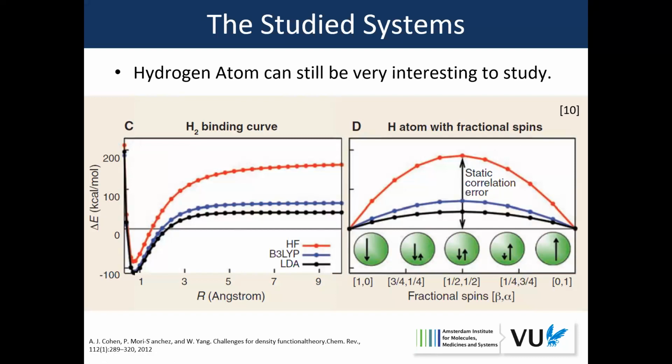So you can just look at the hydrogen atom with a fractional spin to understand what the static correlation energy error is. And in this picture, you can also see the two systems that we will look at for the hydrogen atom. The first one is the SS1 system, which is just the one with either spin up or spin down. And the other one is this restricted Hartree-Fock hydrogen atom with half spin up and half spin down. This is what we call SS and half, which will come back later.